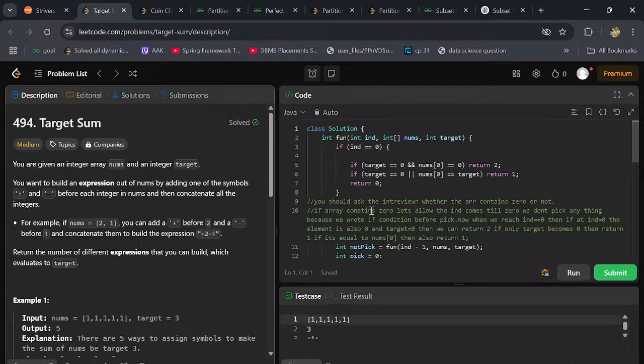Yeah, I wrote something like this. I don't know when I wrote this, but you should ask the interviewer whether the array contains zeros or not. If the array contains zeros, then it may be a different case. How many target sums can be formed? There are so many.